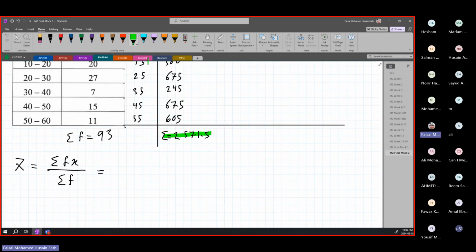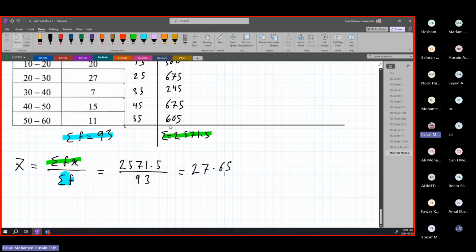So this will go in here, and this will go in here. Okay. So this is going to be 2571.5 over 93, which is equal to, divide by 93, 27.65, and this is our average value.